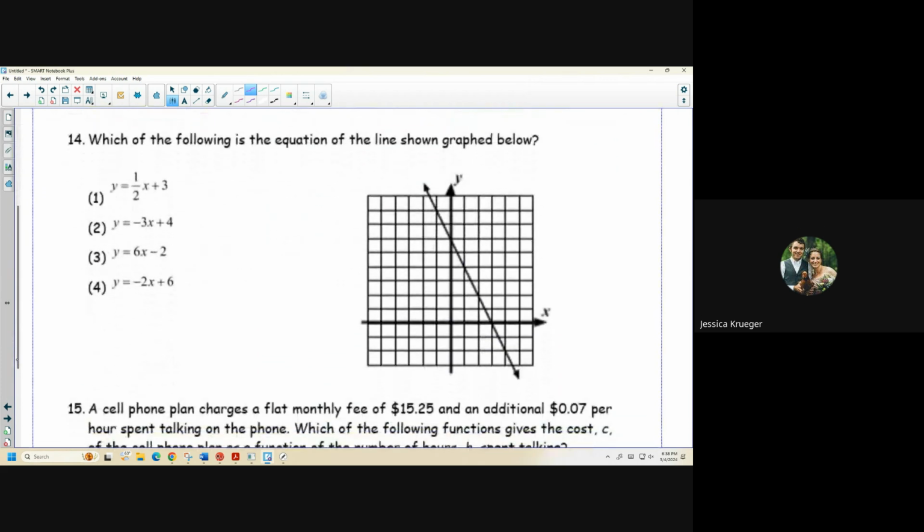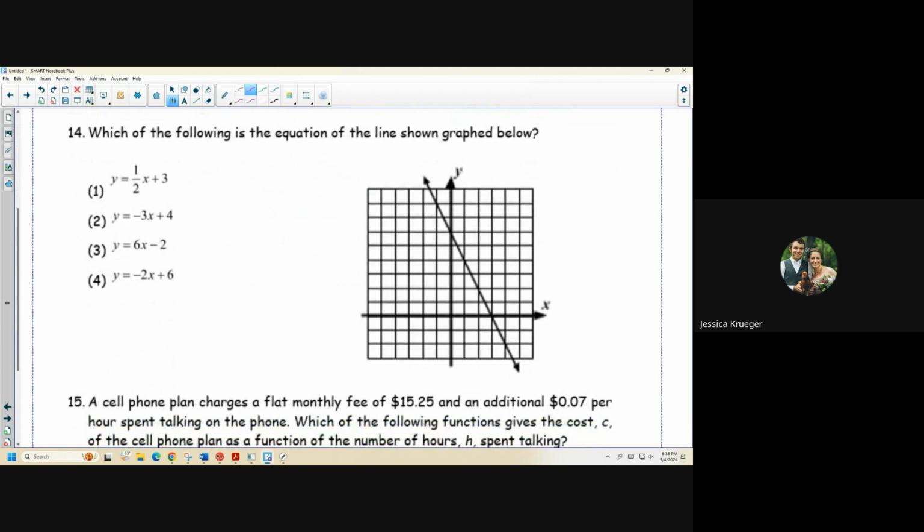Which of the following is the equation of the line graphed below? First thing I'm going to look at, my y-intercept is 1, 2, 3, 4, 5, 6. It's up here at 6. So I know I'm going to have y equals mx plus 6. So that eliminates 1, 2, and 3. I think it's choice 4, but let's make sure. How do I know my slope is negative 2?